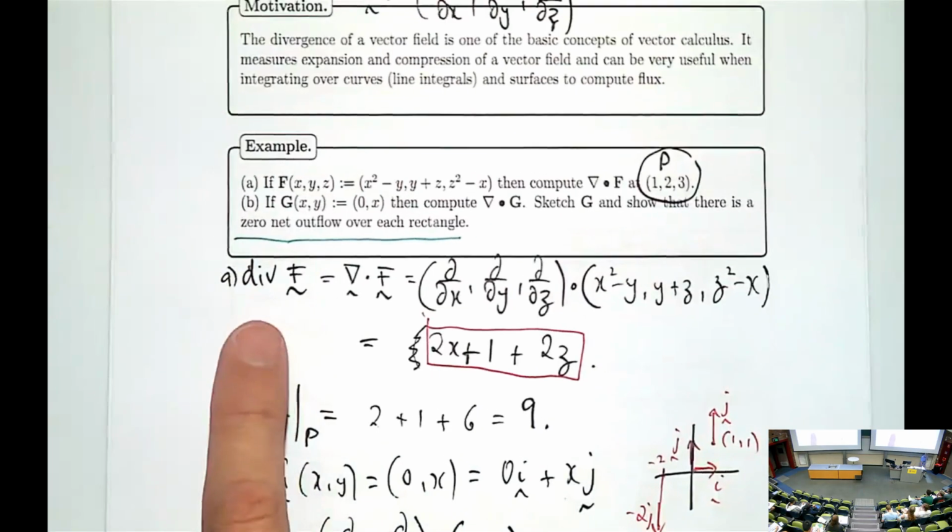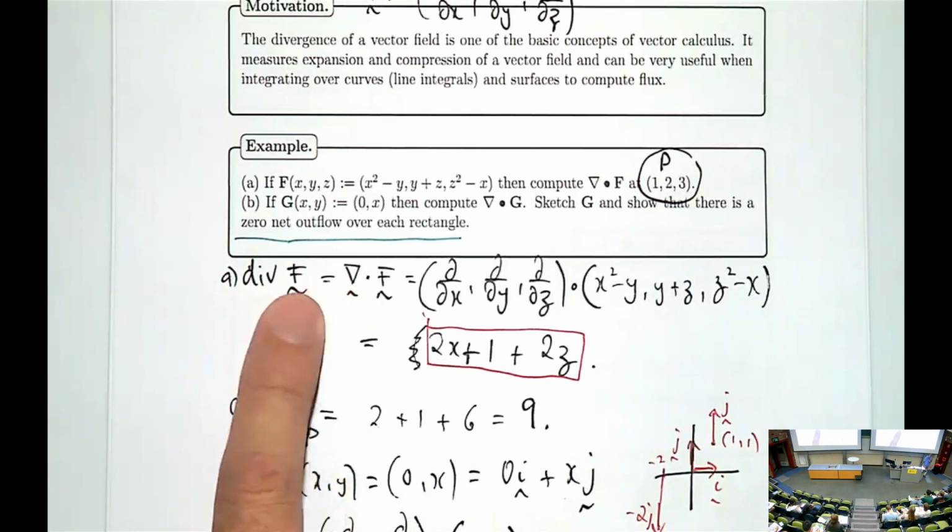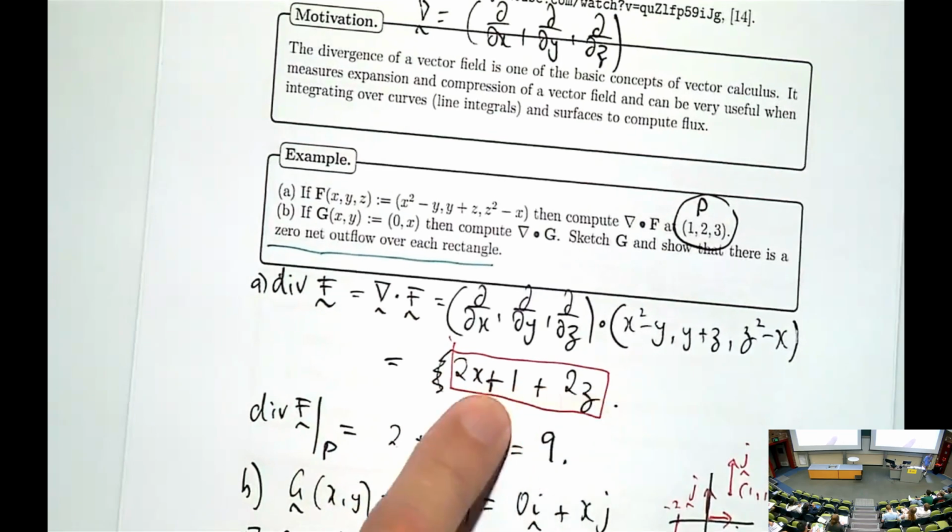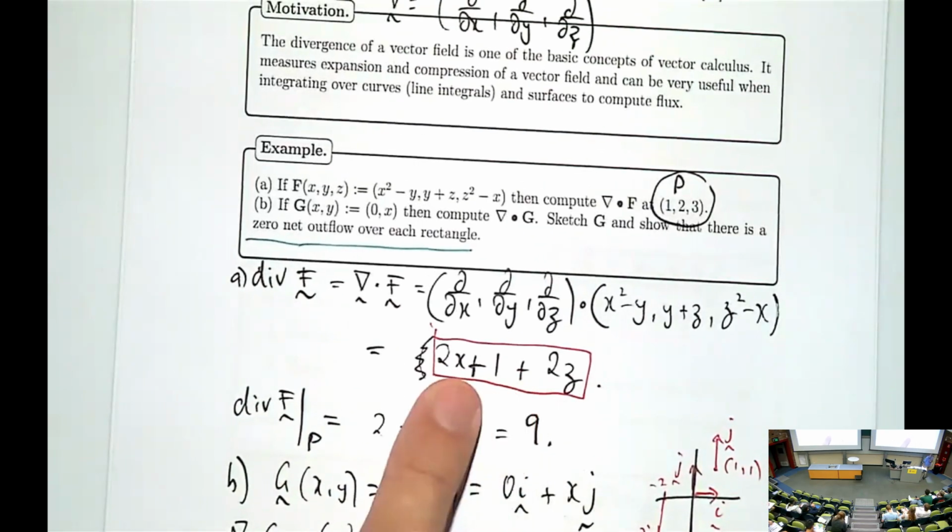So for example, if I go back to the document camera, I just take the divergence and I get an expression. That gives you the divergence at any point in space. So you just plug in x, y, z values, you get a number. So it varies as you move around. Okay, so you can do that.